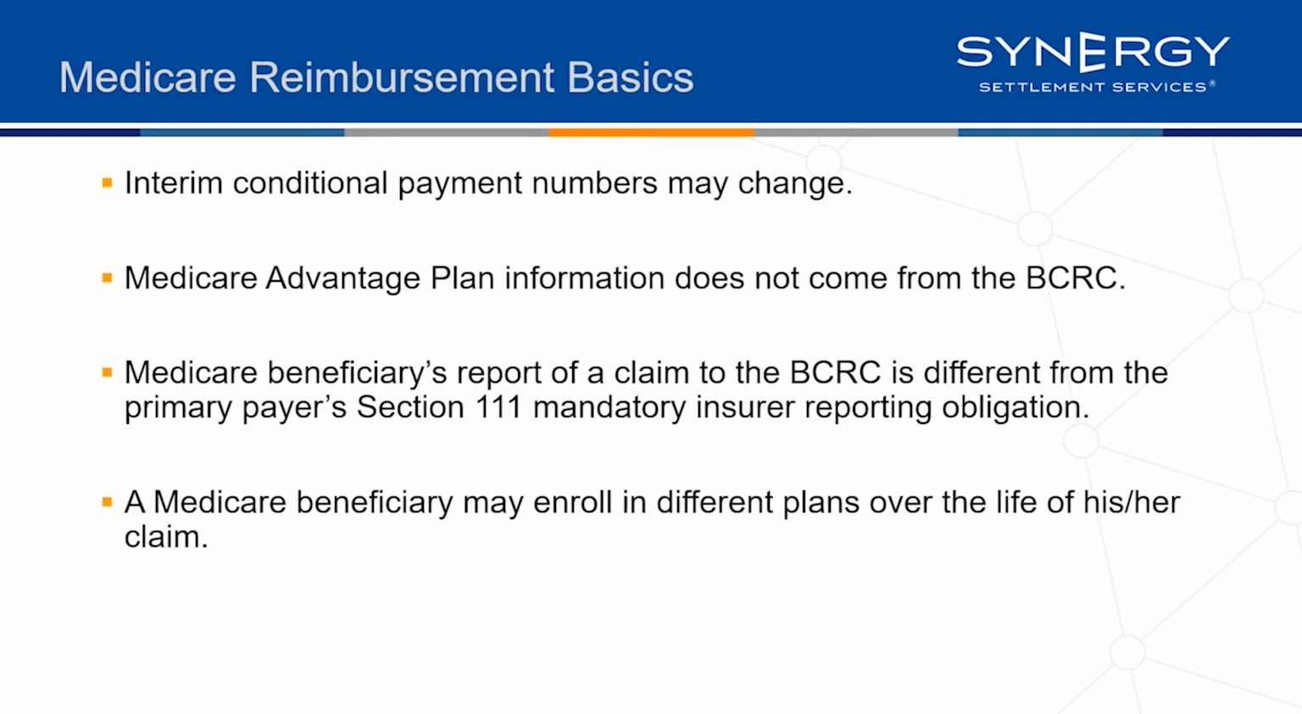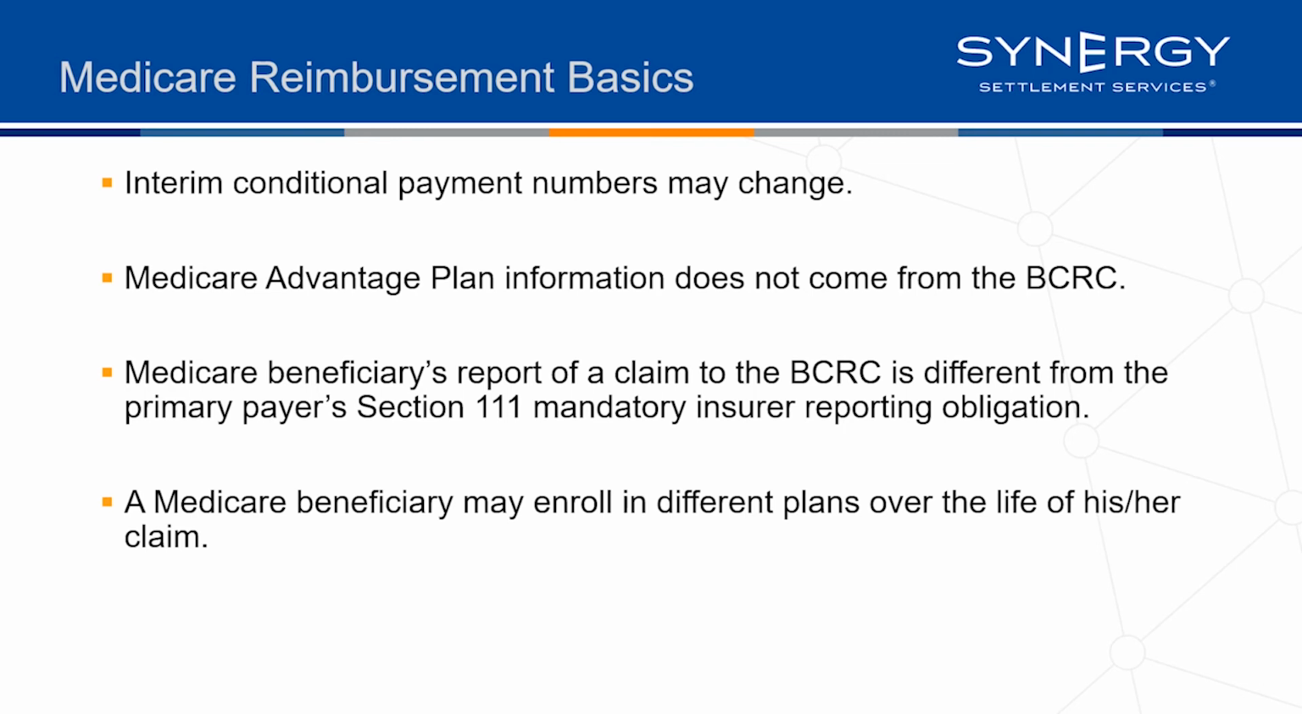And another thing that you should be mindful of is the fact that there are 2 different types of reporting going on when it comes to liability cases and workers' comp cases. A Medicare beneficiary has an obligation to report an accident to Medicare, and this obligation is part of their process when they enroll in Medicare. And that is a very different type of report than the report that is done by the responsible reporting entity for a primary plan under Section 111.